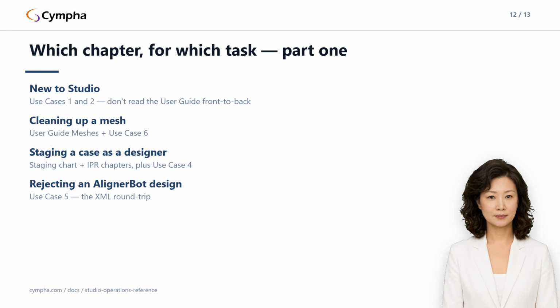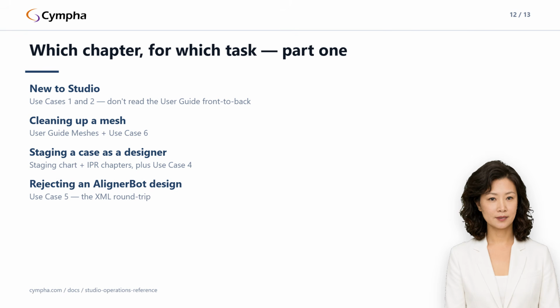If you're cleaning up a mesh, closing holes, removing artifacts before submission, go to the User Guide Meshes chapter and use Case 6. If you're a designer staging an OrthoPlus or AlignerBot case, you want 3 things: the Movement Staging Chart chapter, the IPR Overlay chapter, and use Case 4, Tooth Setup and Staging Adjustment. And if you're rejecting an AlignerBot design and need to export an XML, there's exactly one destination: use Case 5, XML Input and Output. That's the ortho and mesh half of the tree.